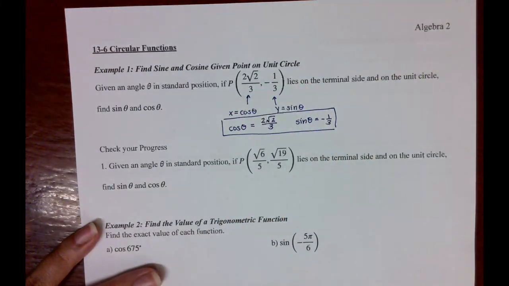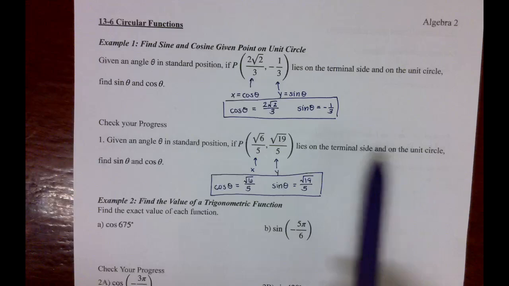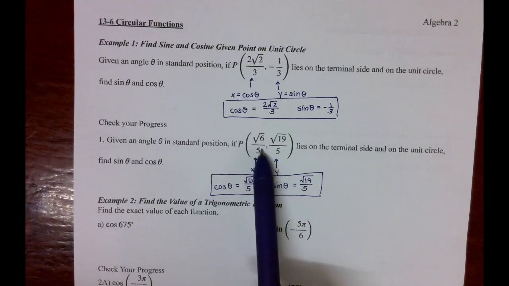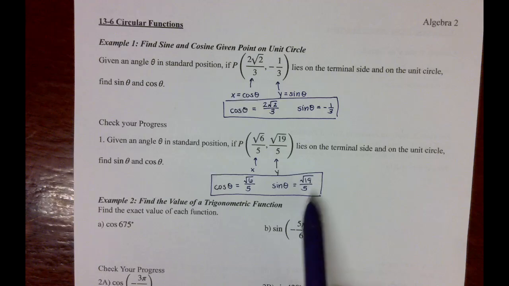So why don't you try CYP1, and once you're done, come check your answer. You should have gotten that cosine theta is square root of 6 over 5. Since it's on the unit circle, x represents cosine theta, and y, sine theta, is square root of 19 over 5.